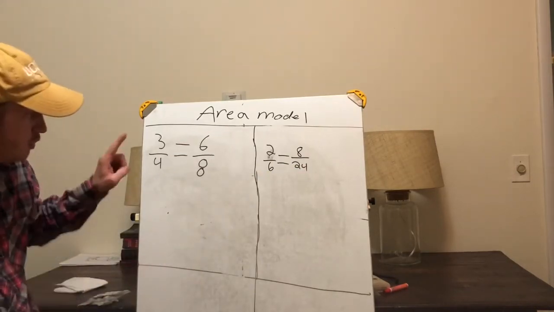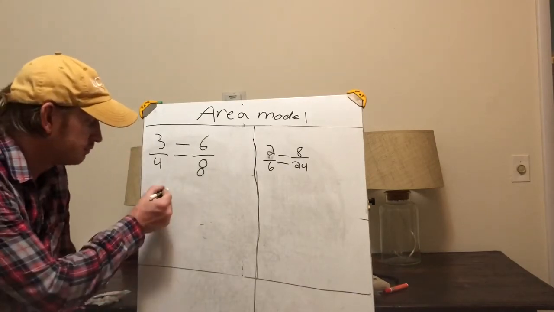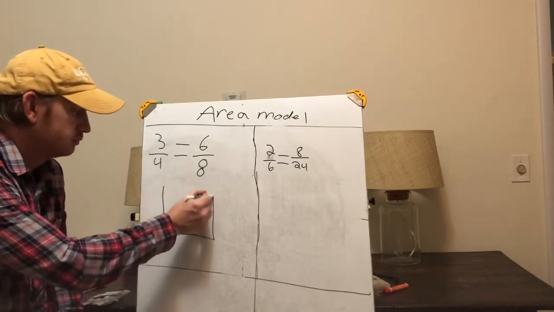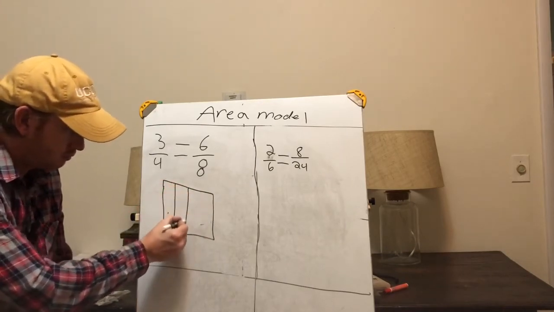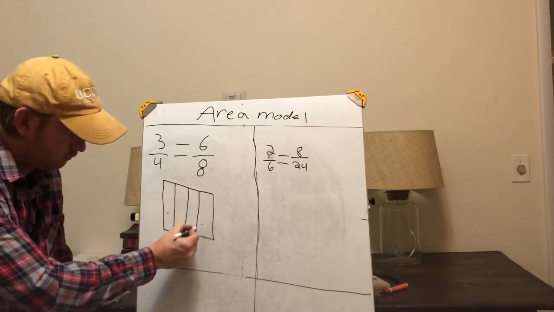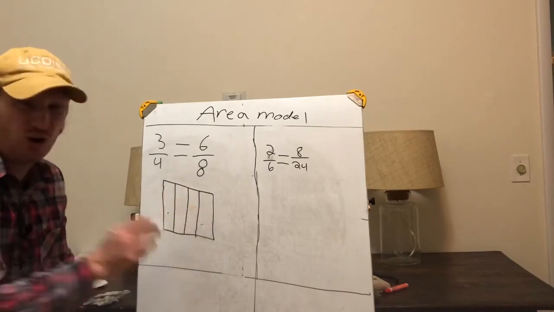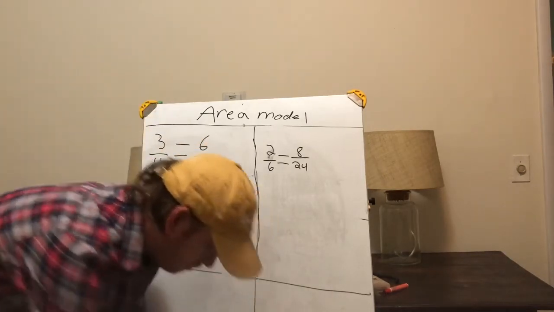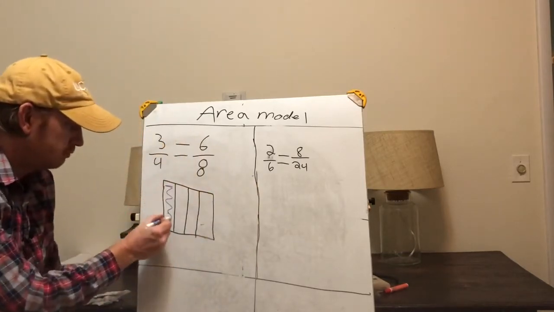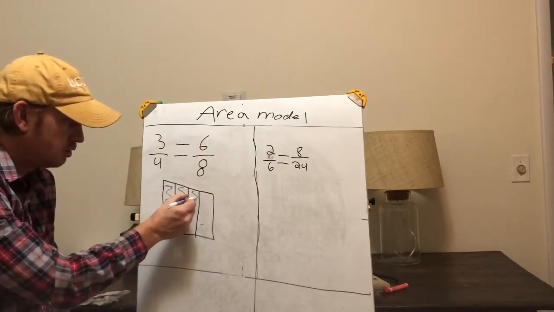So the first thing I'm going to do is draw my 3/4. One, 2, 3, 4. I always make sure to count. And I'm going to shade in 3 of them. 1, 2, 3.